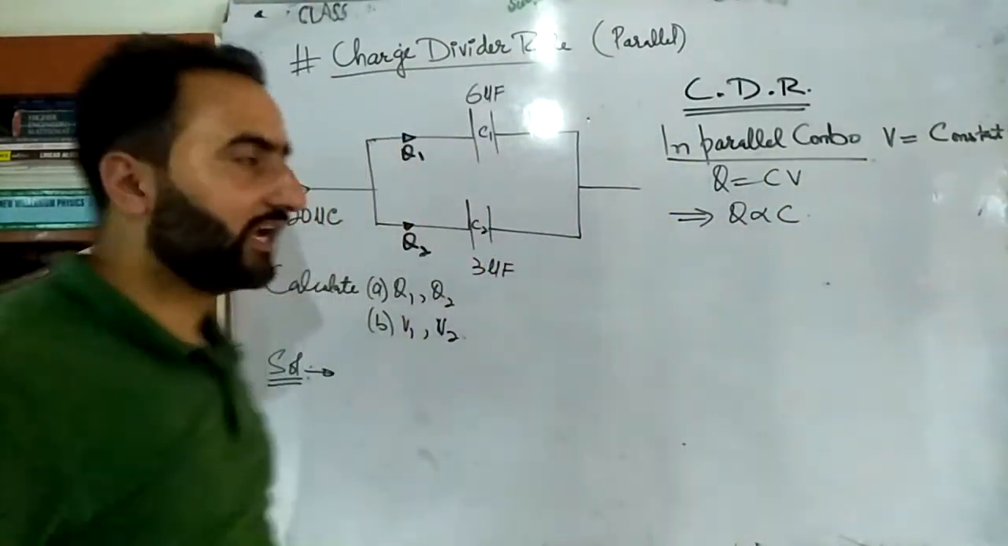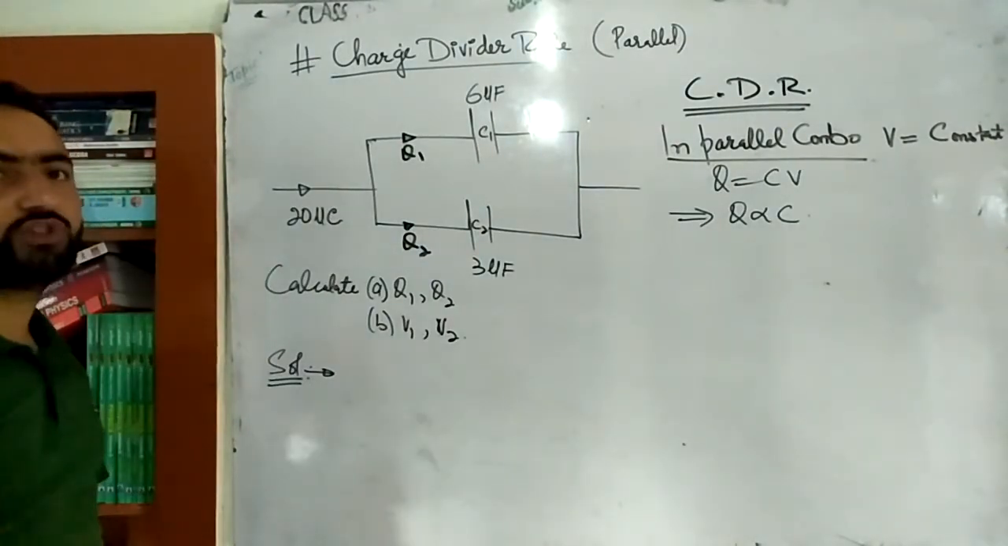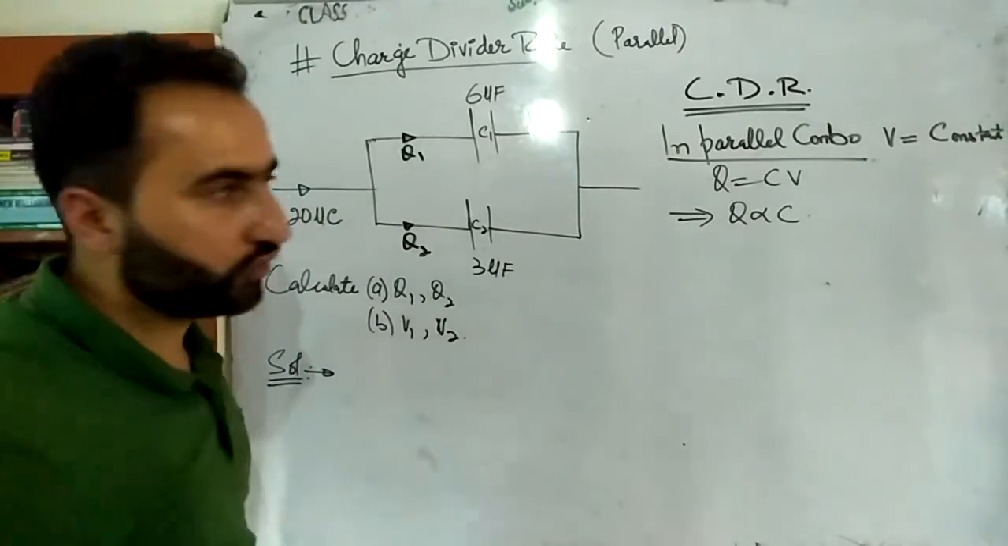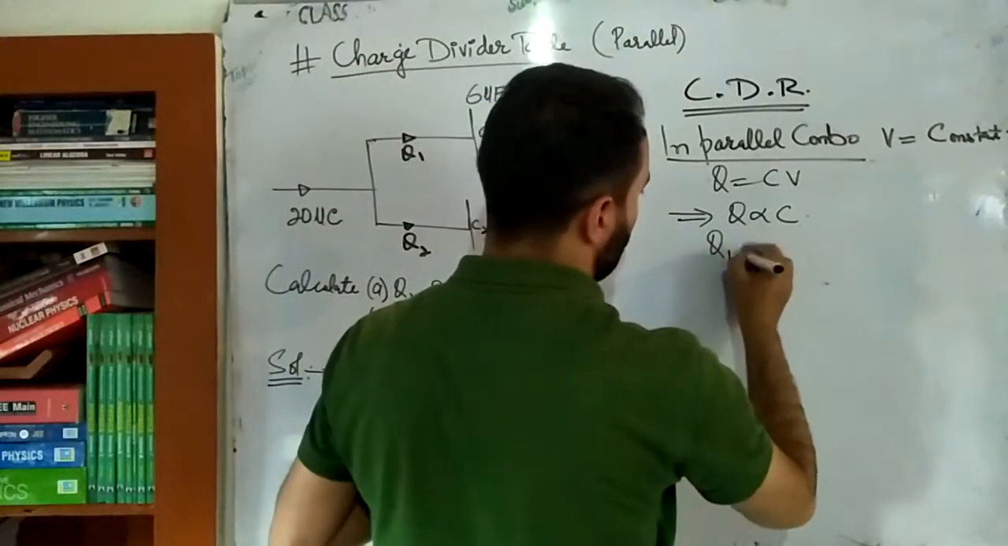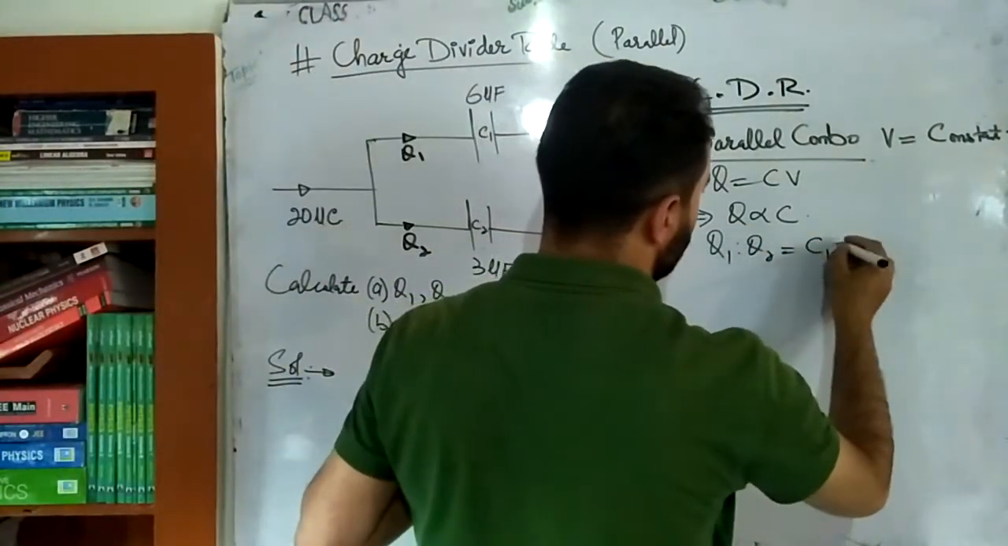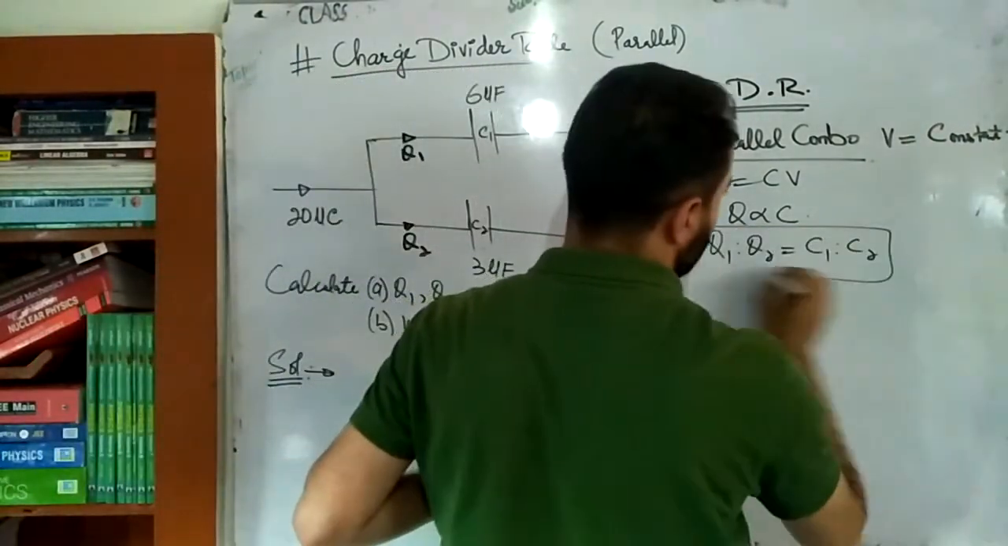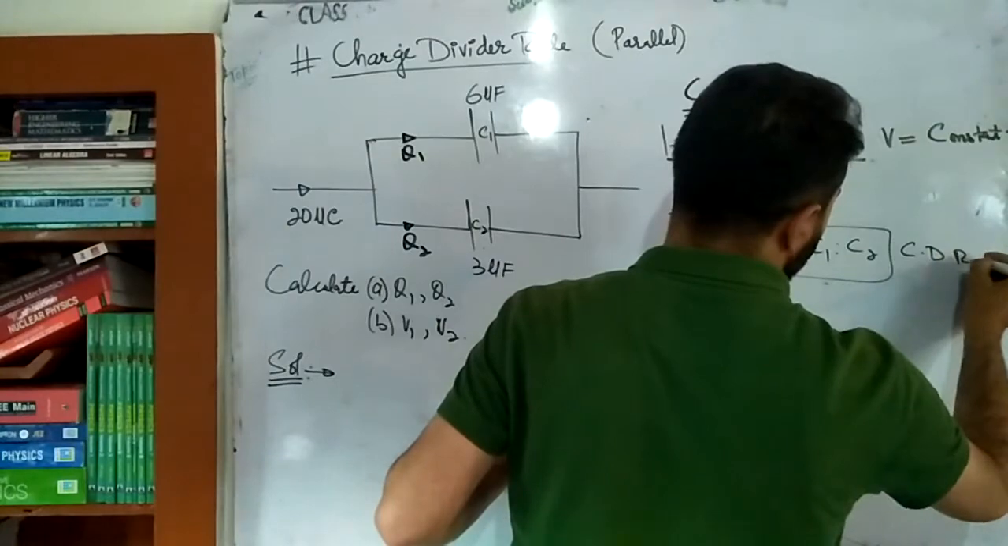बोलो बेटा, ये समझ में आया? Implies that जितना ज़्यादा capacitance उतना ज़्यादा charge. Suppose this is greater than this, so Q1 will be obviously greater than Q2. So that means here I will write down Q1 is to Q2 will be equal to C1 is to C2. ठीक है ना बेटा? Okay, this is called CDR. Charge divider rule. ठीक है ना बेटा?